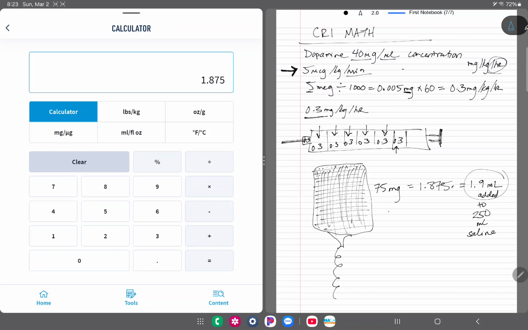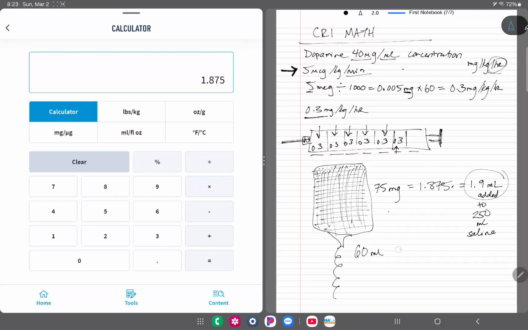Now, if you're going to do this syringe idea, you can fill each one of the mils of your syringe with 0.3 mg of dopamine, and you will then therefore have 0.3 mg per hour in each one of those mils. All right? And if you're going to pick, let's say, the largest syringe that we have, a 60 mil syringe.